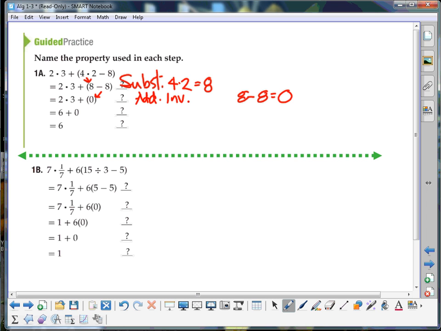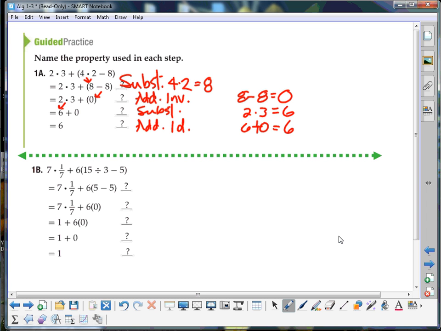And then we did 2 times 3. So what do we do here? We substituted again, right? We substituted the value of 2 times 3, which is 6, into the next line of the expression. And then we had 6 plus 0 equals 6. What property is that? That's the additive identity. And I don't mind if you abbreviate, sort of like I'm doing here on these problems. Shall we try one more?